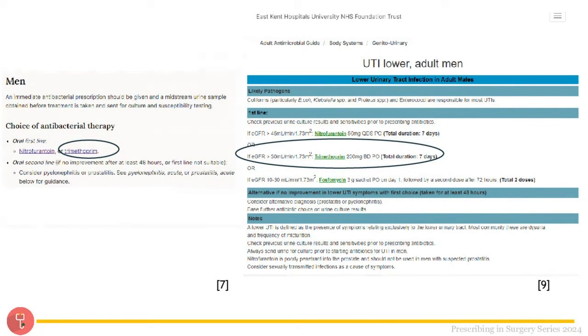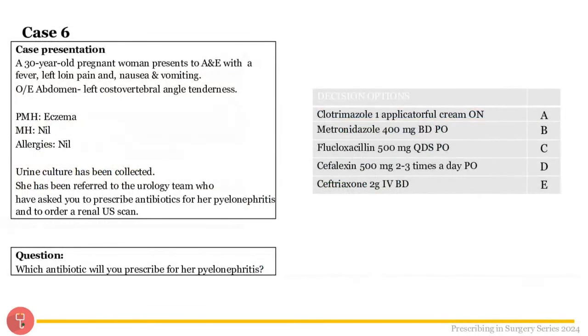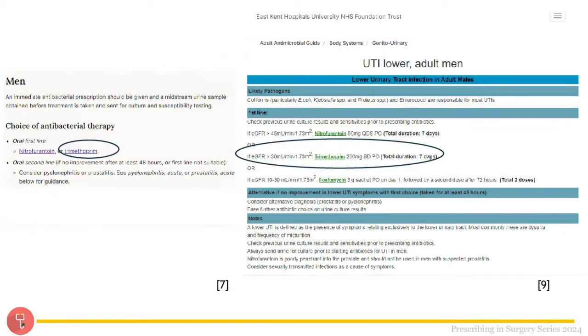And this is just showing you that it's trimethoprim, 200 milligrams BD per oral, because his EGFR is more than 30, but it's less than 45, so we can't use nitrofurantoin. I hope that makes sense. Sorry, any questions for that case?